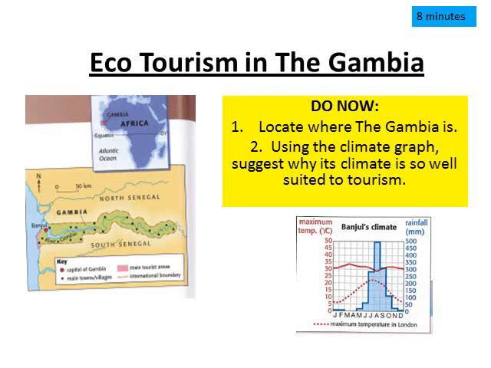Suggest why the climate of the Gambia is so well suited to tourism. You will see you've got a climate graph underneath the yellow box. Remember, when you're having a look at climate graphs, what you are looking at. The red line is your temperature, and it's in degrees Celsius, and the blue bars represent rainfall.